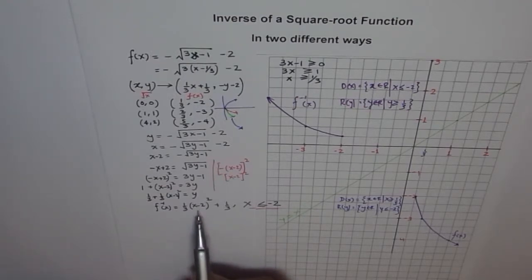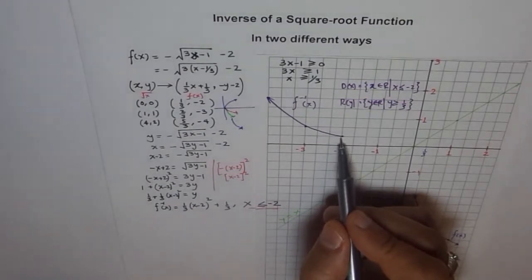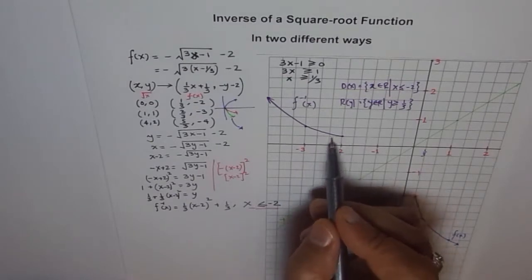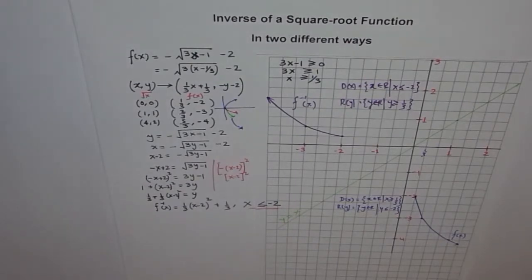Now here, if you see, this is a parabola whose vertex is at minus 2, 1 over 3, right? Minus 2, 1 over 3, correct? And we are considering x values on the negative side only. Therefore, it's this half of the parabola, not the other half, correct? It is a very, very important thing to keep in mind, okay? So, until and unless we write x less than or equal to minus 2, this really does not represent the inverse of our square root function, okay? Keep that in mind.